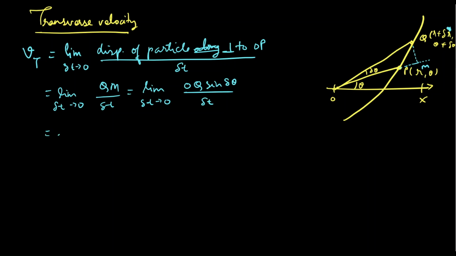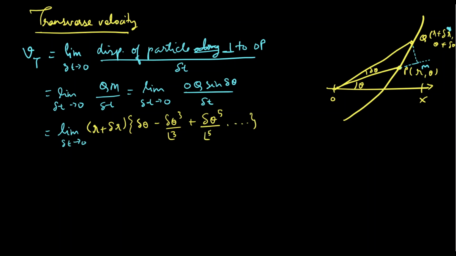We know that from the figure, OQ is equal to r plus del r, and the expression of sine theta is as follows. Sine del theta is given by del theta minus del theta cube over 3 factorial plus del theta to the power 5 over 5 factorial and so on, over del t.